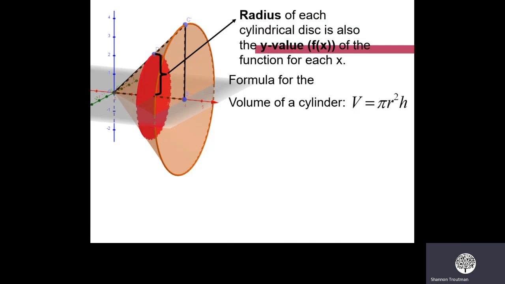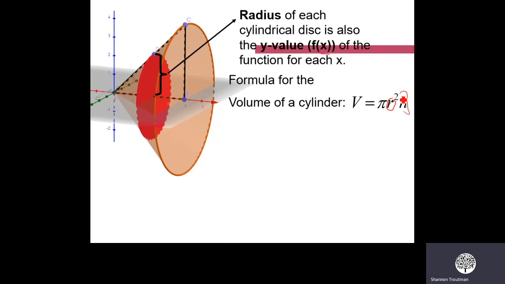So remember, in this case, we were saying that the radius of each cylindrical disc is based from the x-axis to your function, which is f of x. So what I'm going to do is I'm going to come over here to my volume formula, and I'm going to replace r with f of x, our function.